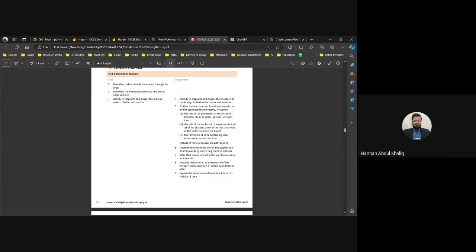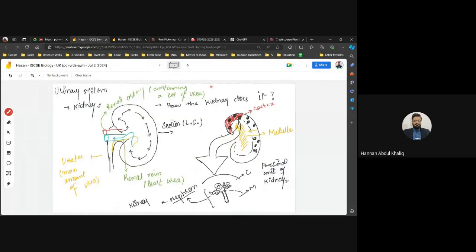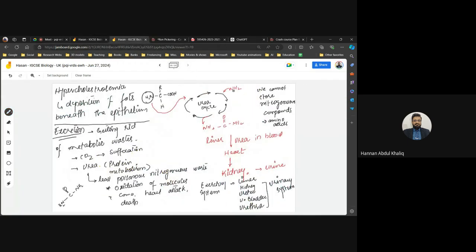The role of glomerulus, the role of nephron in the reabsorption, formation of urine containing urea, excess water, and excess ions, the role of liver in assimilation of amino acids and converting them to proteins that we have already discussed. Urea is formed by the liver, describing deamination, importance of excretion. What is deamination? The last point. Deamination is basically removing the amine group from the amino acid. This process is called deamination.